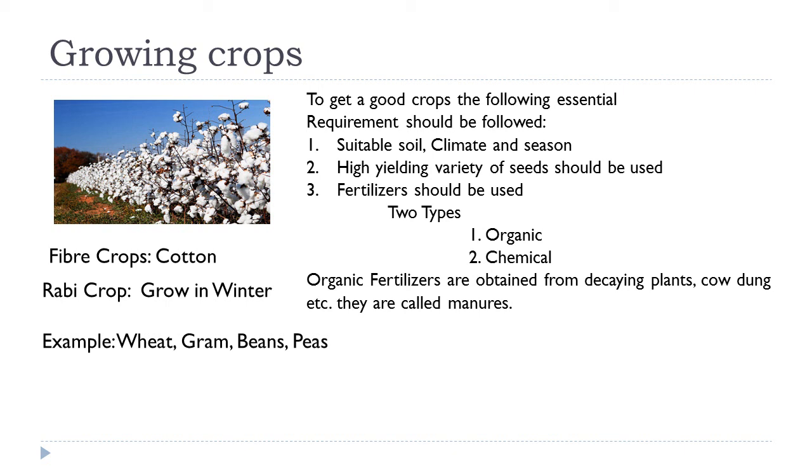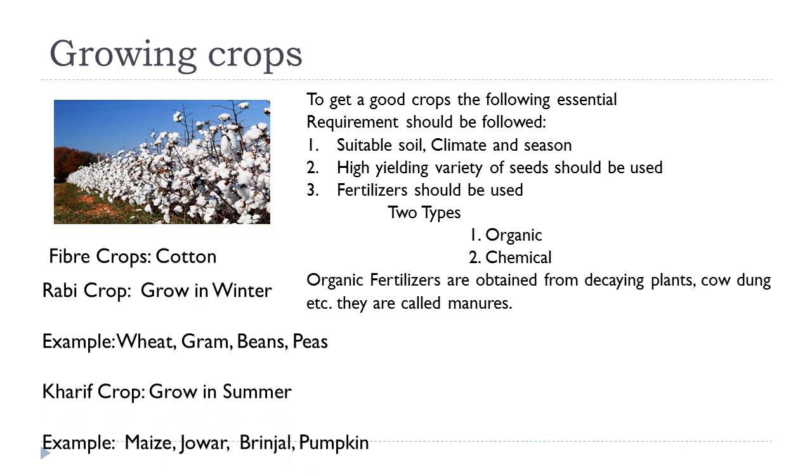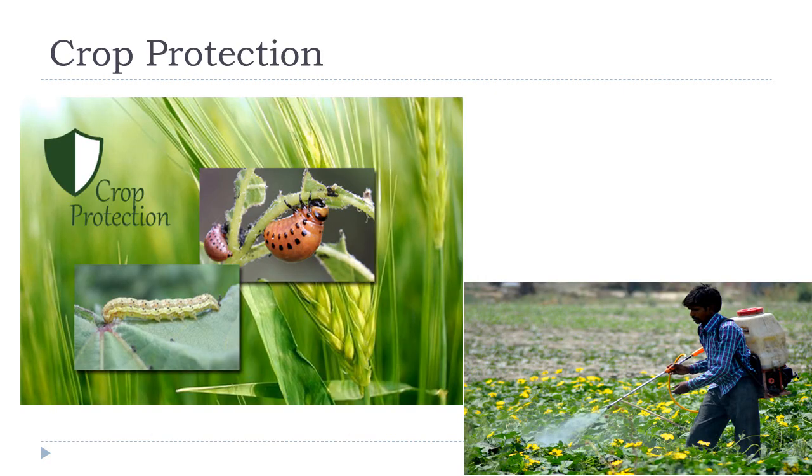So, crops that grow in winter, like wheat and gram, are called rabi crops. And the plants that grow in summer are called kharif crops. For example, jowar, maize, brinjal, pumpkin, etc. So next one, we are going to learn about crop protection. Farmers work very hard to grow crops, so they need to follow some steps to protect the crops.